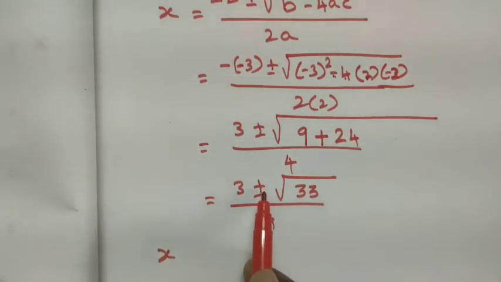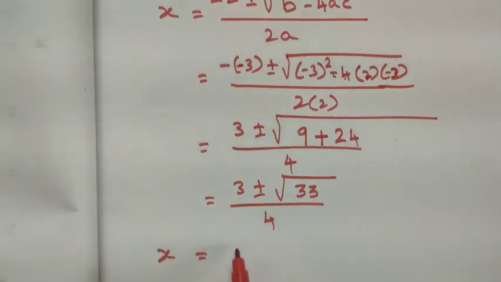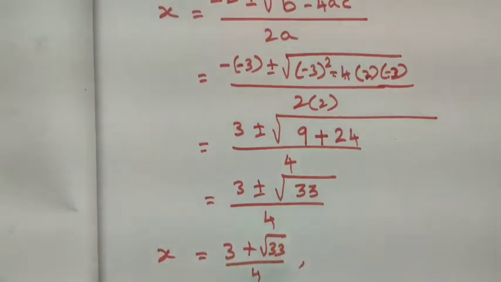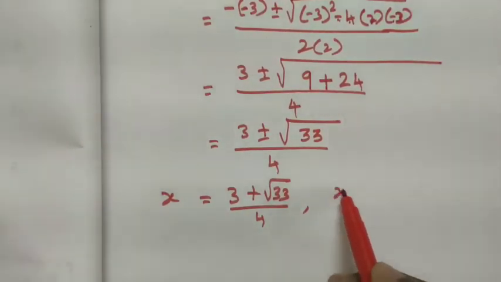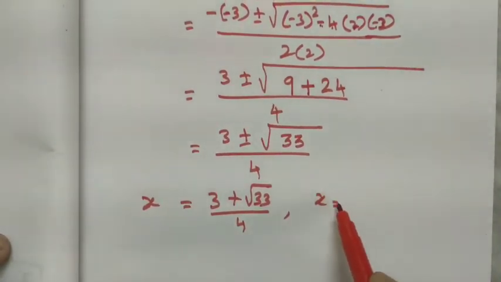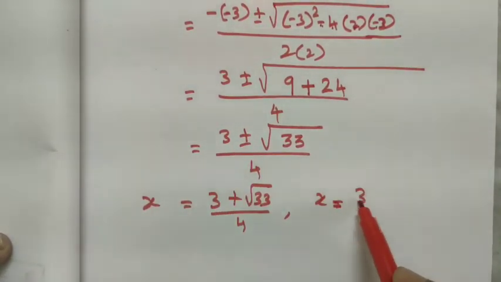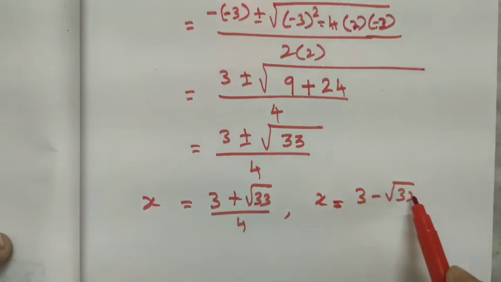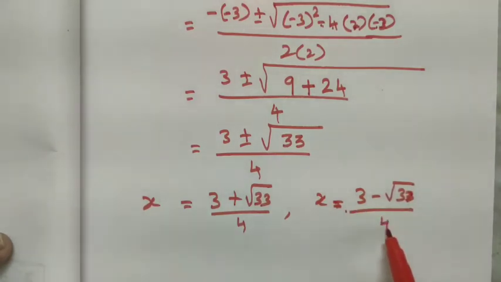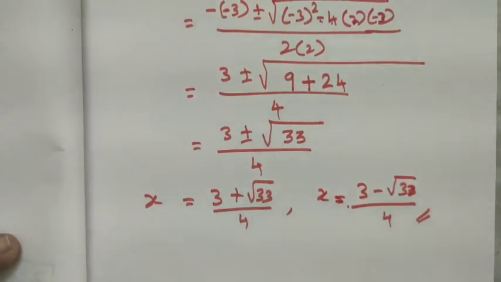Here we have both positive and negative values of x. x is equal to (3 plus root 33) divided by 4 is one of the values, and the other value is x equal to (3 minus root 33) divided by 4. These are the values for the given equation, right? See the next example, sum 3.35.